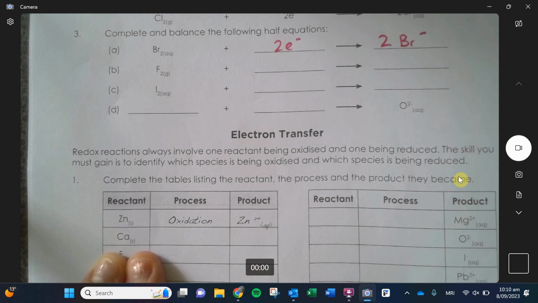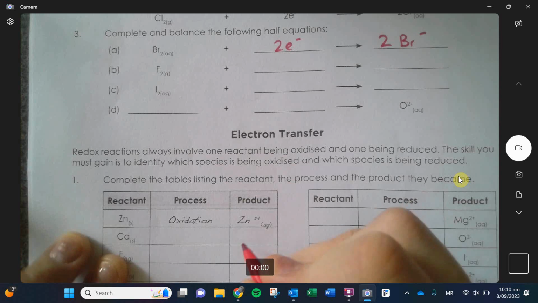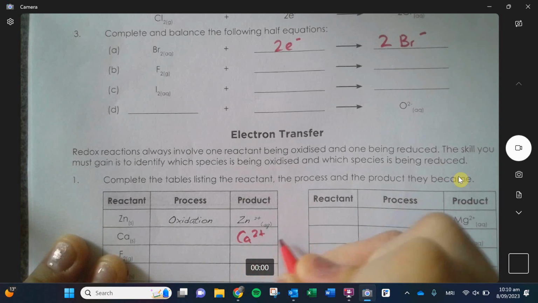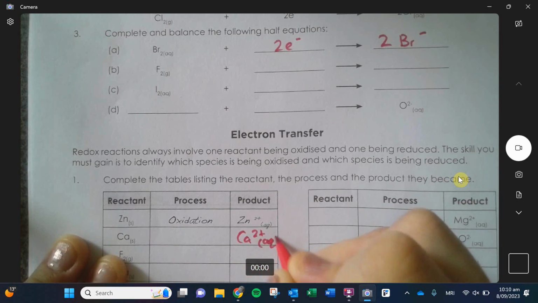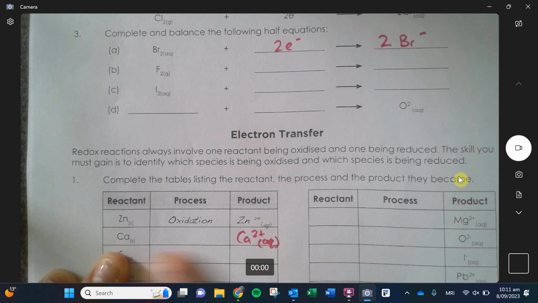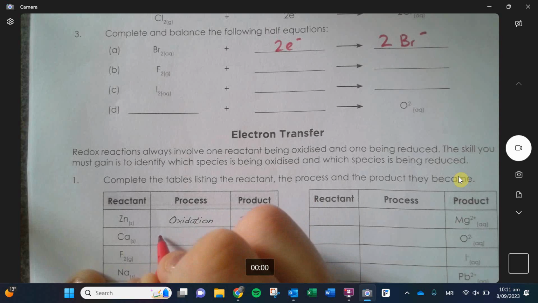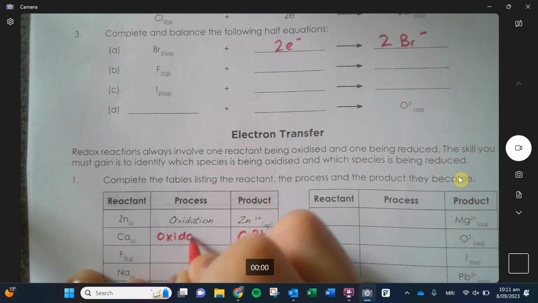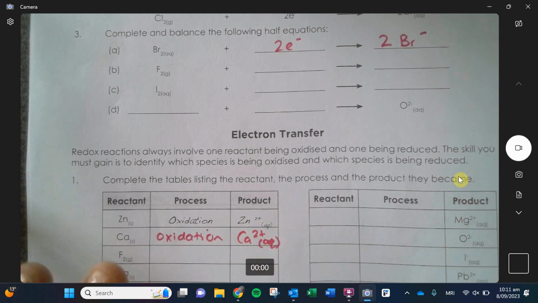So since I'm starting with the calcium metal, it's going to produce the calcium ion. And I'm putting the state down because apparently they want states too. In this case, I see that it's gone from a 0 to a +2. So the oxidation number is increased. So that is oxidation. So that's what they want you to do on that one there.